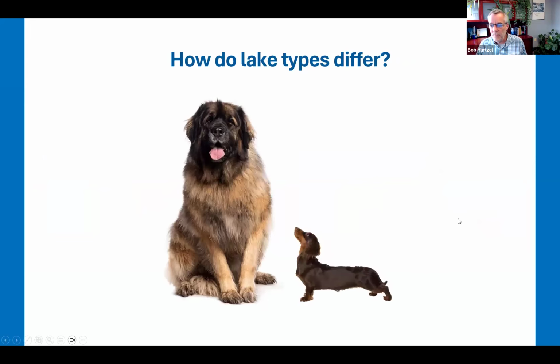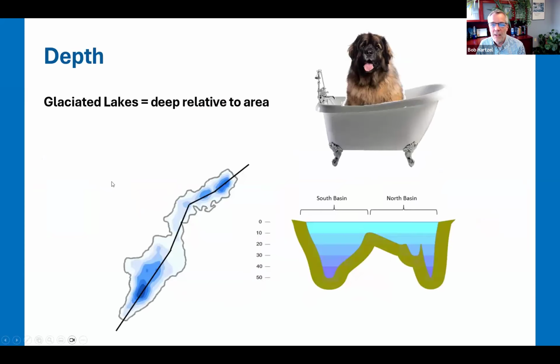So how do lake types differ? All sorts of lakes, as we've talked about, big, small, and different features, kind of like think about how different dogs can be. You get a Dachshund here and this much larger dog. So some general concepts. Glaciated lakes tend to be deep relative to their area. Here's a cross-section of a glaciated lake with two true deep holes. The darker blue represents deeper water. So we get a deep hole in the north, a couple of deep pockets here, and a true deep hole in the south. So generally deep, a lot of water volume relative to the area of the lake.